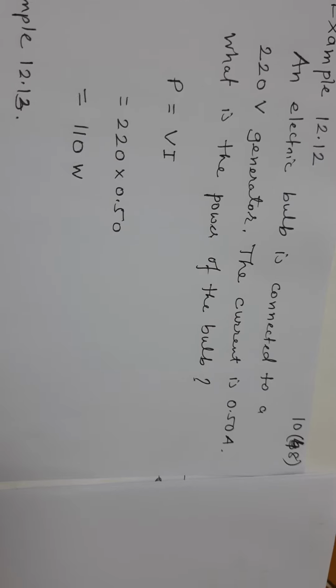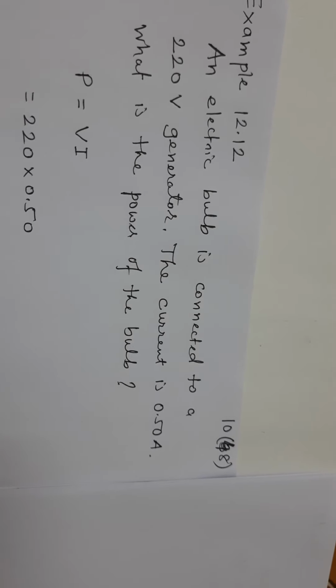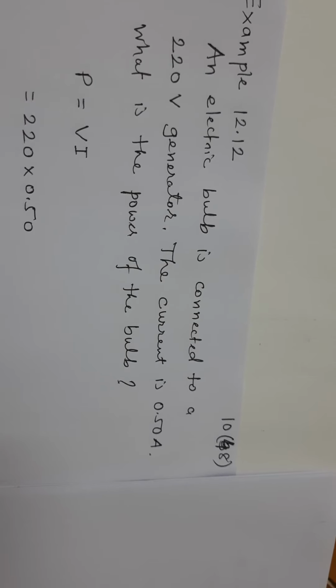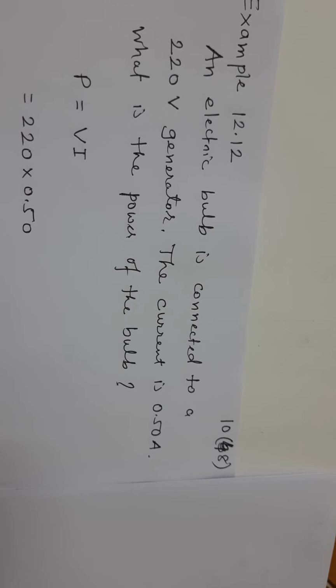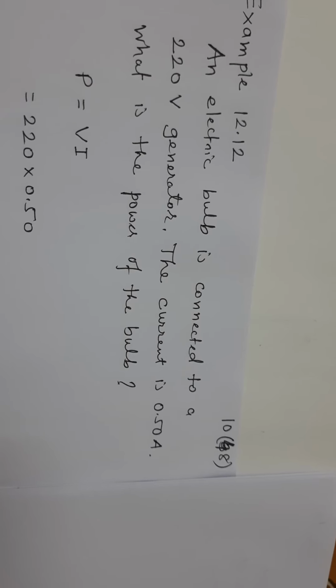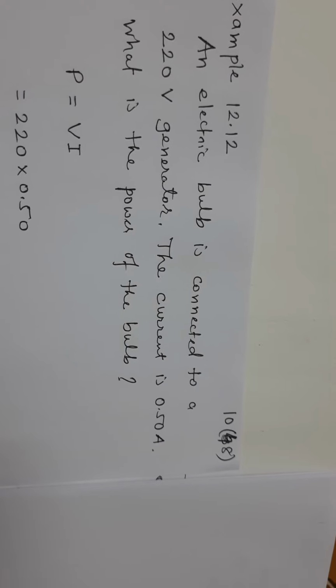Then we are coming to example 12.12. An electric bulb is connected to a 220 volt generator. The current is 0.50 ampere. What is the power? Now power we have seen is V into I. So obviously 220 into 0.50 comes to 100 watt. That electric bulb is of 100 watt rating.